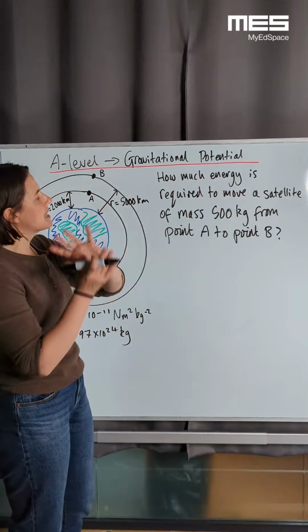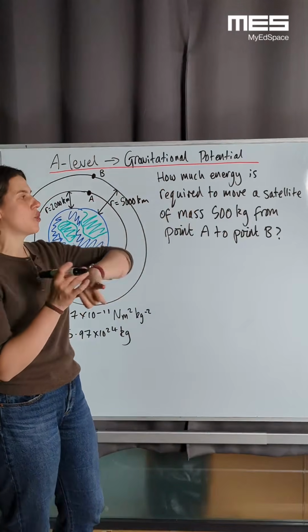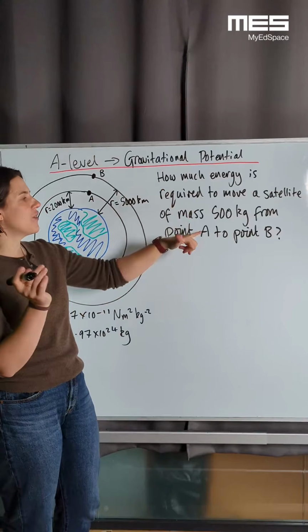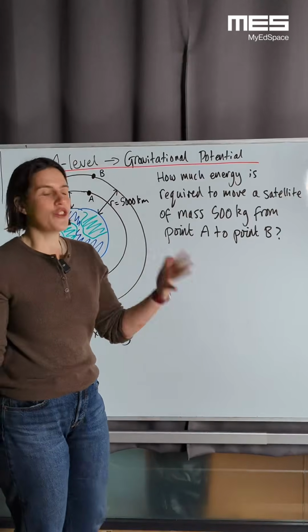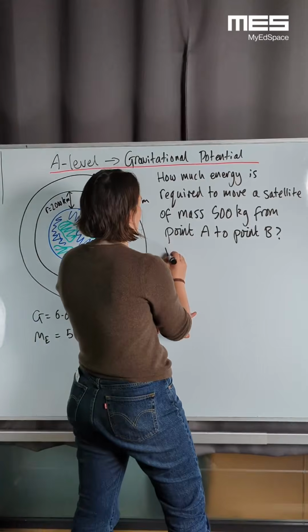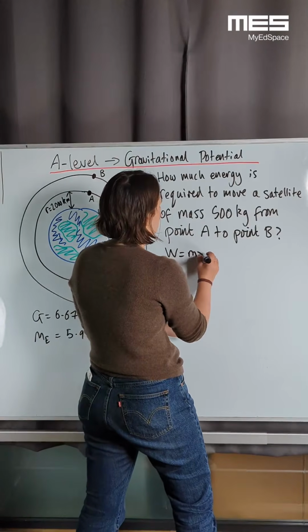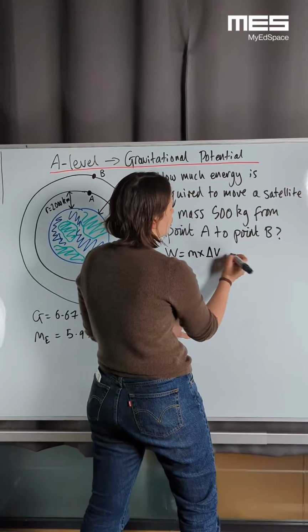So let's get going. We need to work out how much energy is required to move a satellite of mass 500 kilograms from this point here, A, to point B. The first thing we're going to write down is our equation: work done is equal to the mass multiplied by the change in potential.